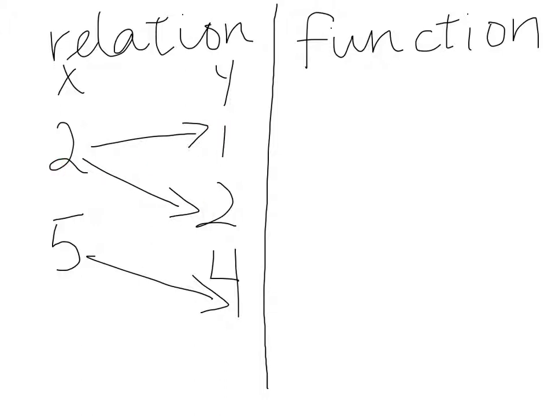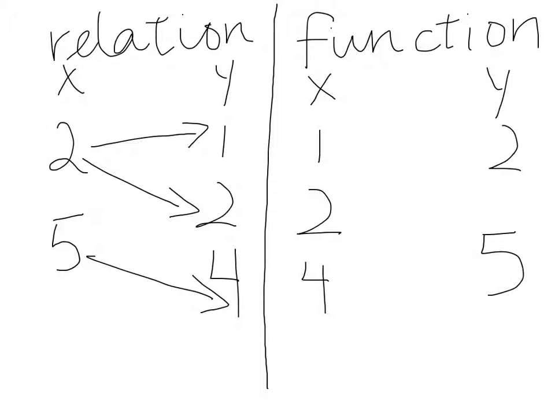On the other hand, it would be a function if, say, your x's were 1, 2, and 4, and your y's were 2 and 5. Once again, arrows indicate coordinates. This would be a function because each x only has one corresponding y.